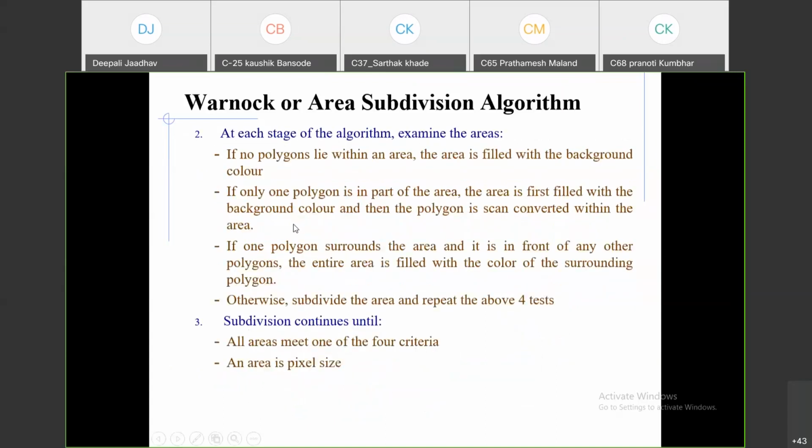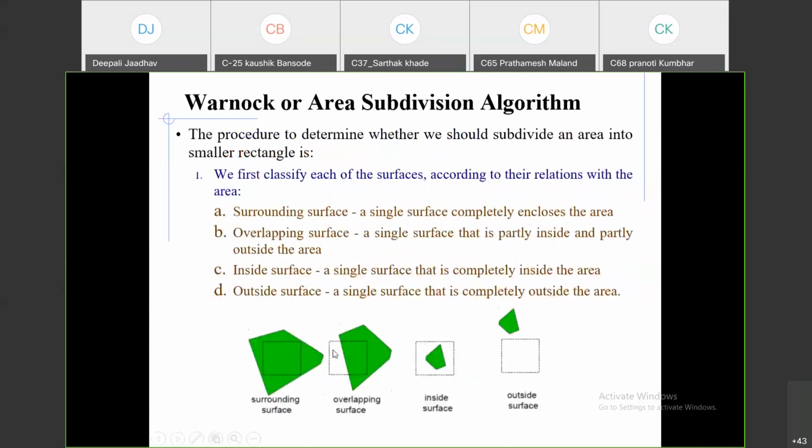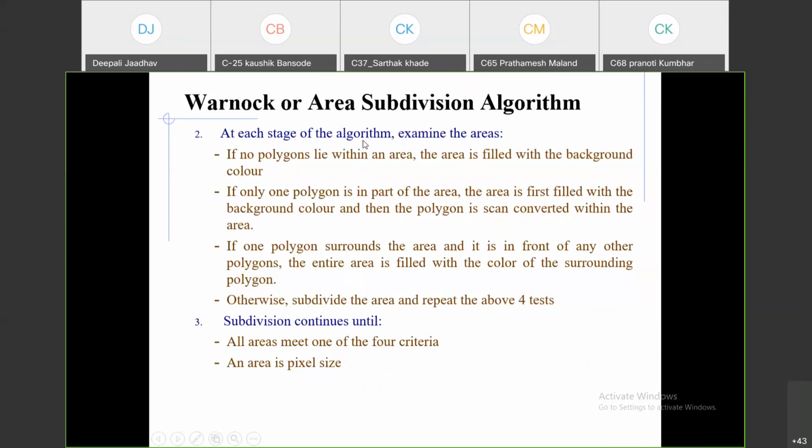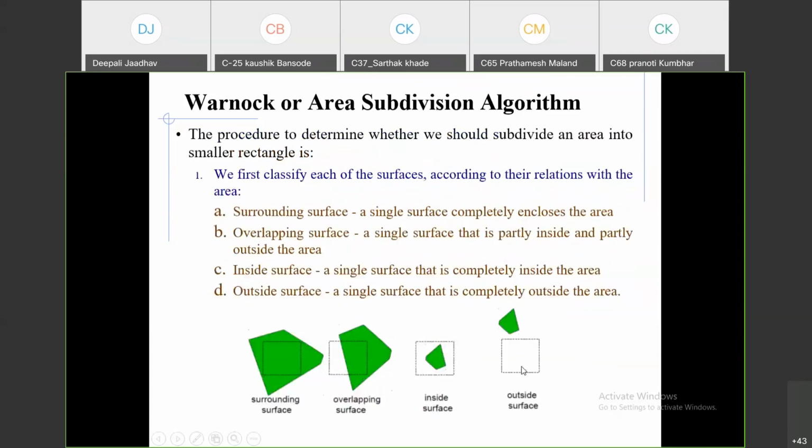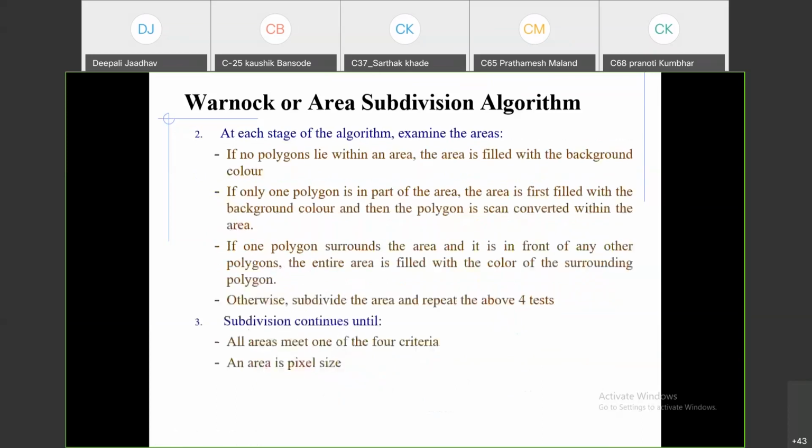Now the second step. In the first step we have to classify, meaning we have to identify whether our area belongs to this type, this type, this type or this type. Second, at each stage of the algorithm, examine the area. If no polygon lies within the area, it is filled with the background color. That I told: no polygon is within the area, all the polygons are outside. So the background color is assigned to this area.